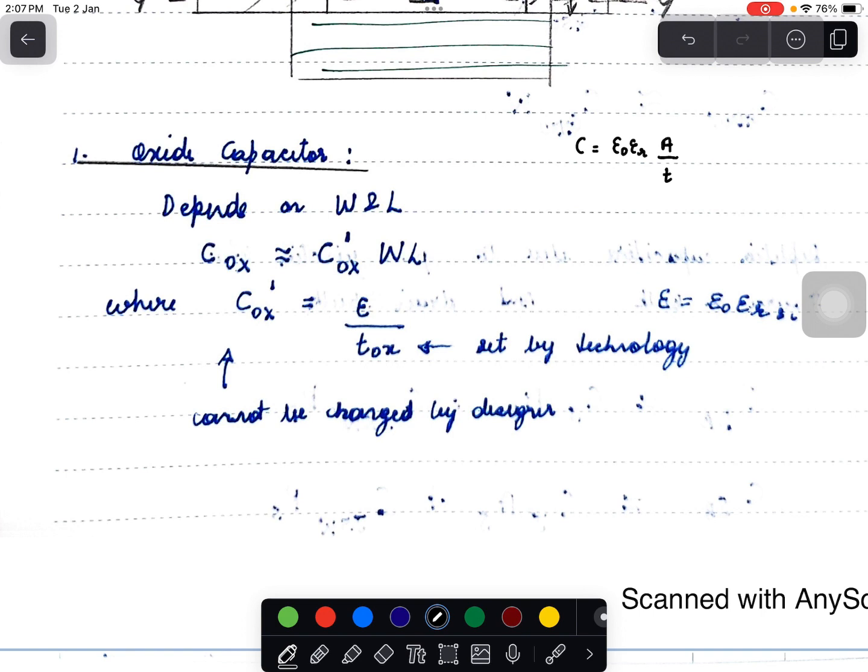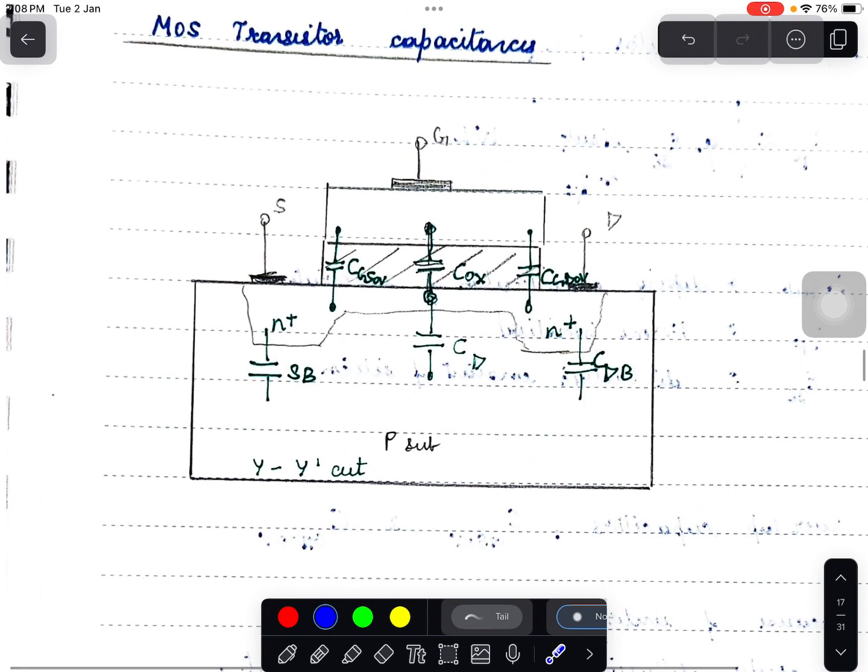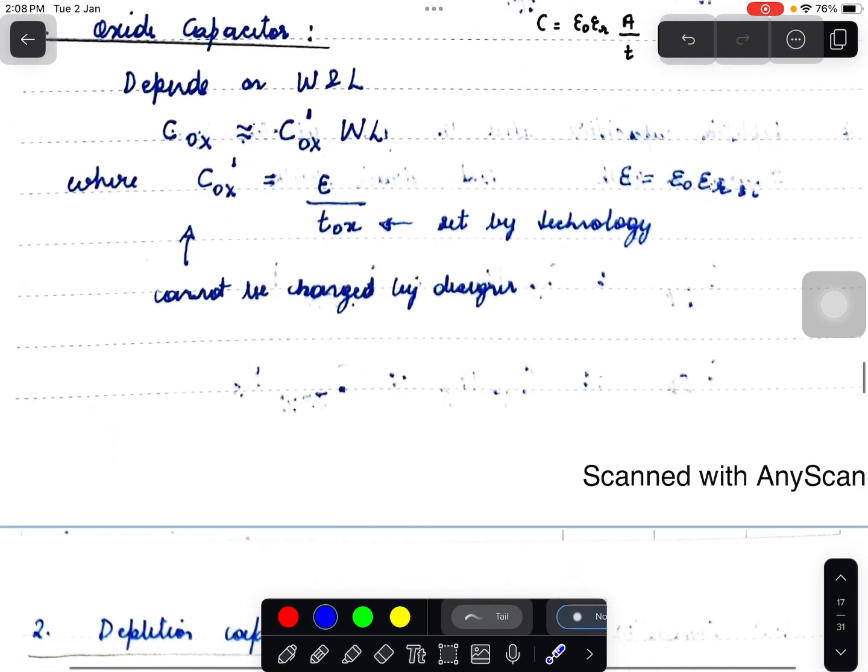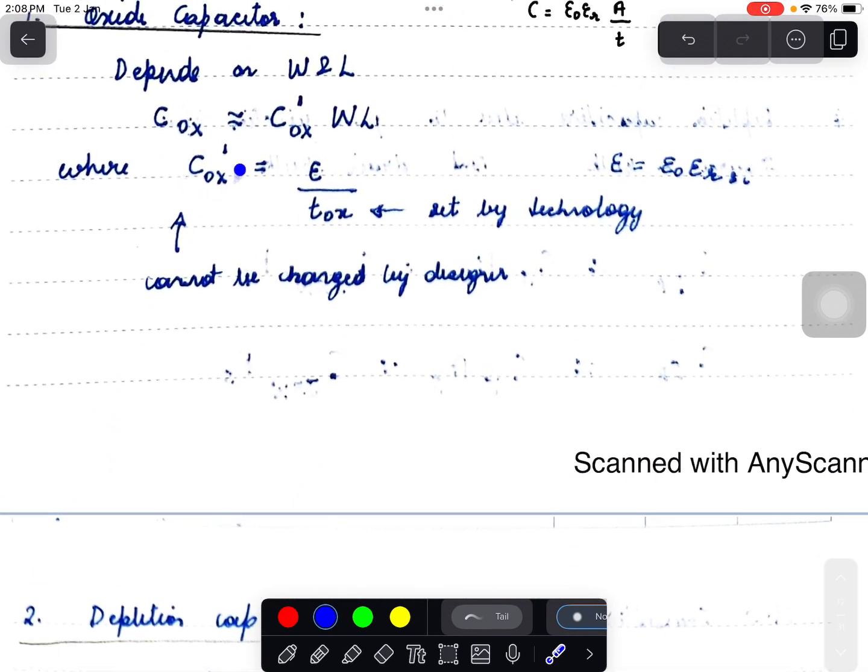So here the thickness T is taken over to COX dash because the thickness of the dielectric is technology dependent and it cannot be decided by the designer. So here COX dash is nothing but epsilon divided by TOX. This is set by the technology and it cannot be decided by the designer.